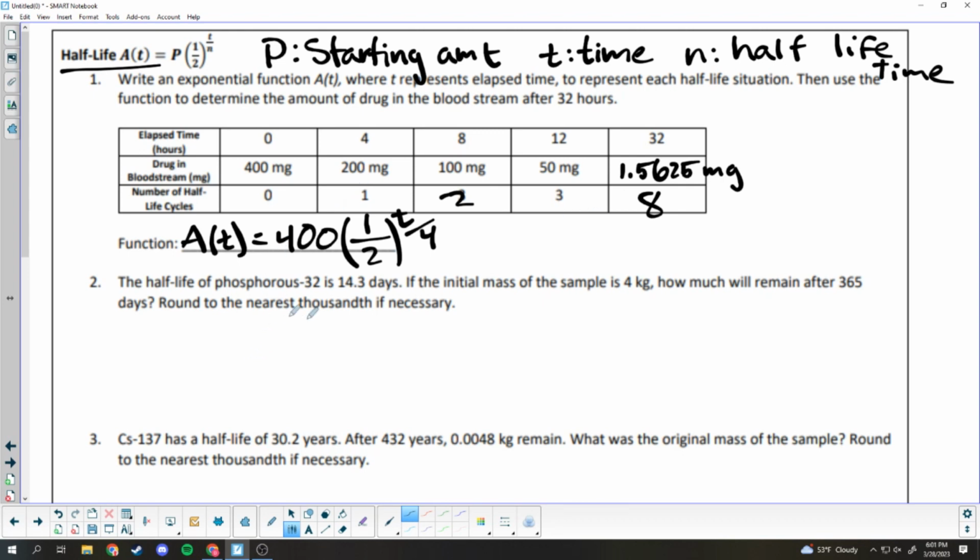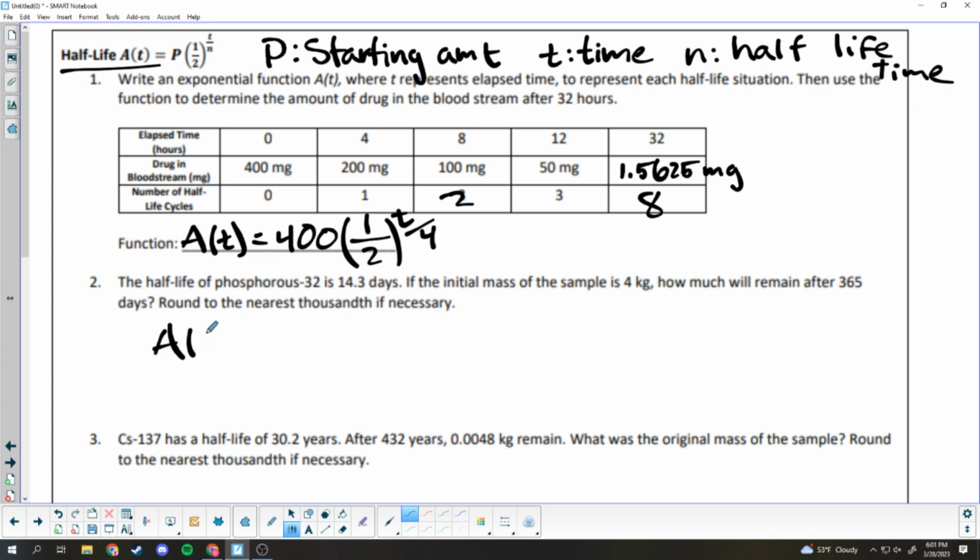Okay. Here's another example. The half-life of phosphorus 32 is 14.3 days. If the initial mass of the sample is 4 kilograms, how much will remain after 365 days? Round if necessary. Okay, so let's set up our function once again.